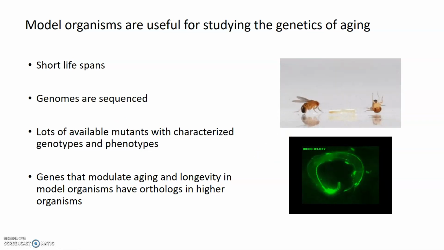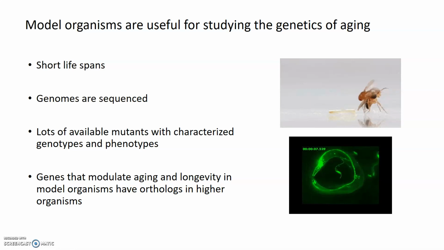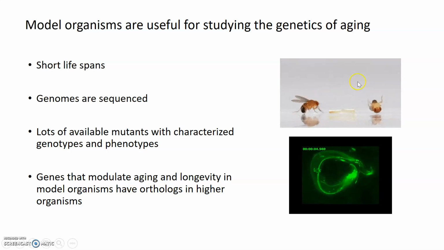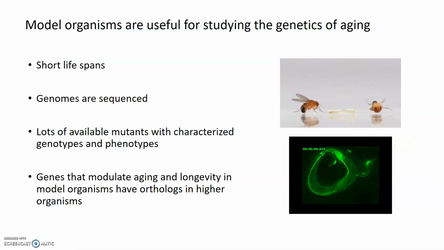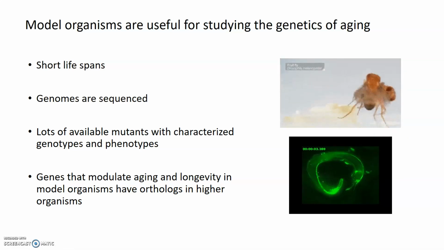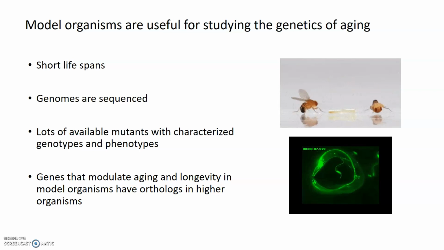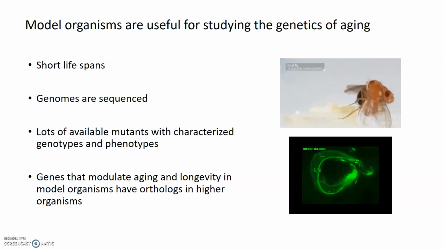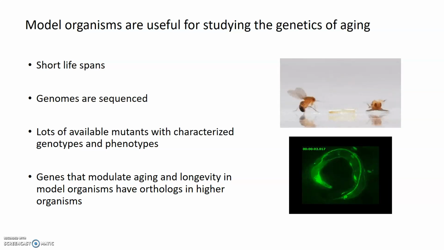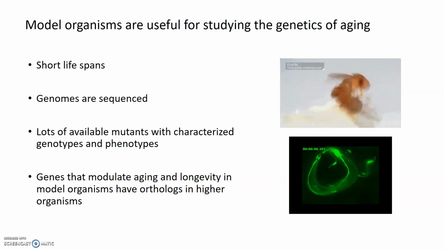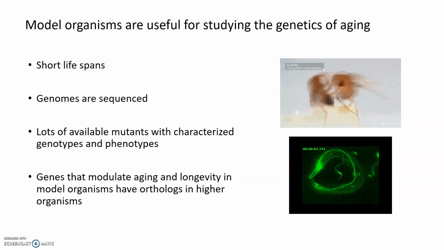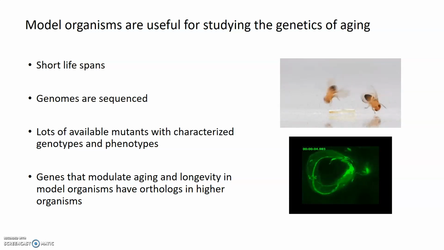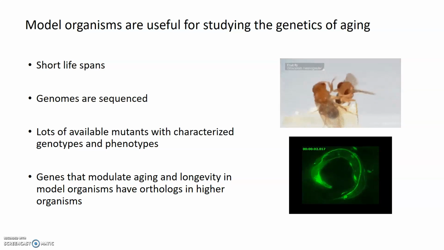mutants. Additionally, the genes that modulate aging and longevity that have been discovered and studied in model organisms have orthologs, or equivalent genes, in higher organisms that seem to have the same roles. And so there is a lot that we can learn about higher organisms, like mice and humans, by studying the genetics of aging and longevity in these kind of lower organisms, yeast, flies, and worms.